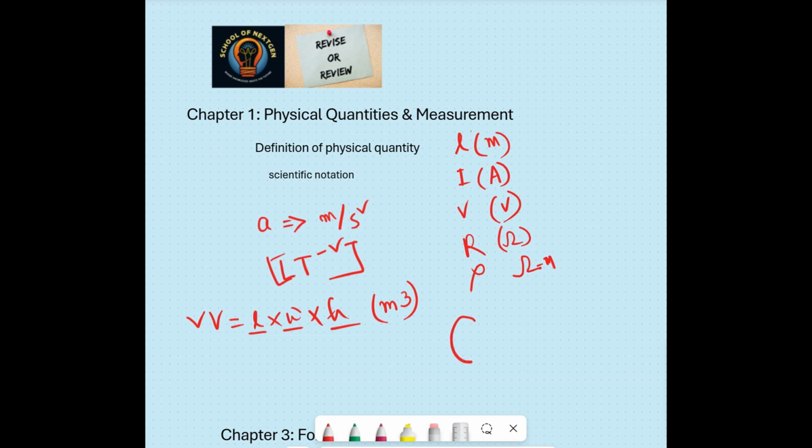But if you have a sphere or maybe a particular rod, you have to have knowledge about slide calipers or maybe screw gauge. By using this instrument, you can calculate or determine the radius of this sphere by the use of slide calipers, as well as the length of this rod. This is very basic about the very first chapter, physical quantities and measurement.